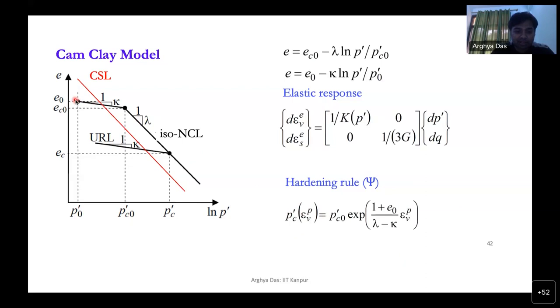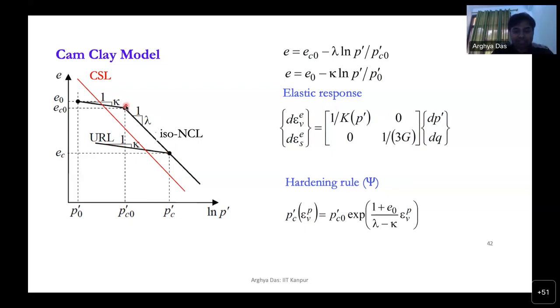For example, if you are loading from this point e0 and all the way we went to the point somewhere here, e_c0, then this is our initial pre-consolidation pressure p_c0, and then we load it further, we follow the normal compression line, and then we reach somewhere, this p_c. So this is your updated line. Now you can see if we start unloading, the size of the yield surface, you can appreciate or comprehend from here, has increased. Previously your yield surface was this p_c0, now it moved to here. So your yield surface actually expands.